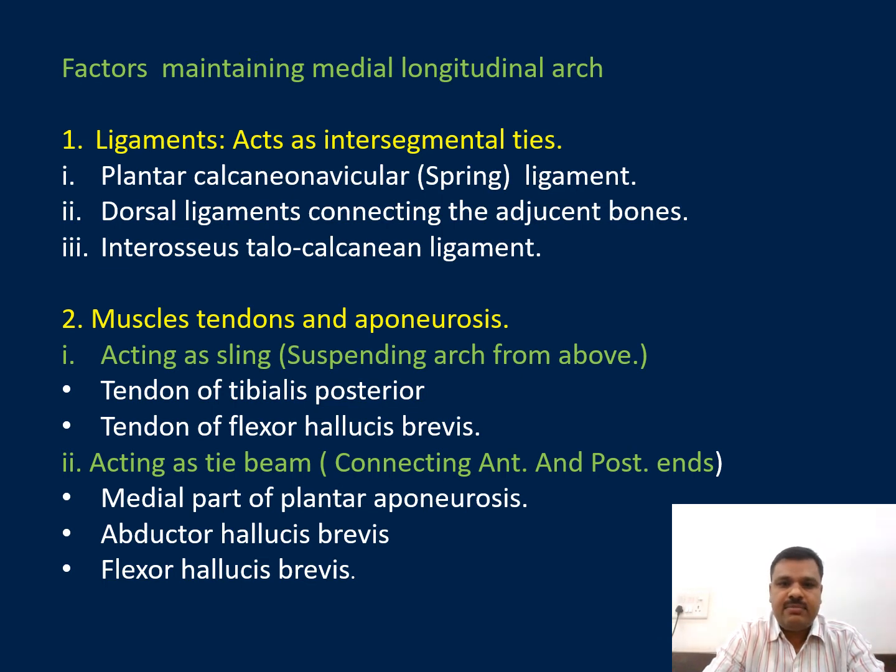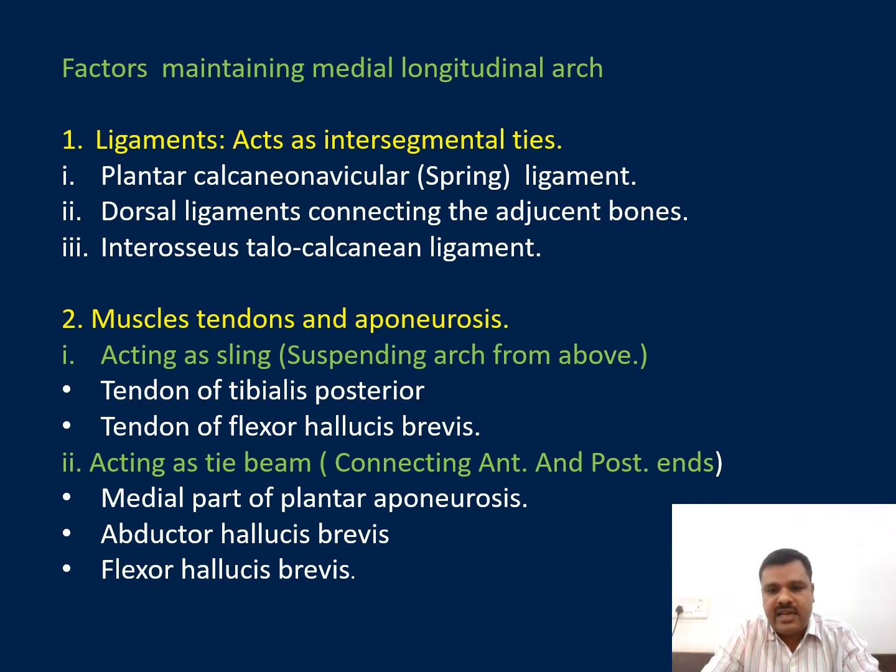Now, the second category is the muscles and aponeurosis. First are those acting from above and suspending the arch from above. This is the tendon of the tibialis posterior and the tendon of the flexor hallucis longus. They suspend the arch from above as if something is attached to the roof and it is suspending some part. So this is how they act as a sling.